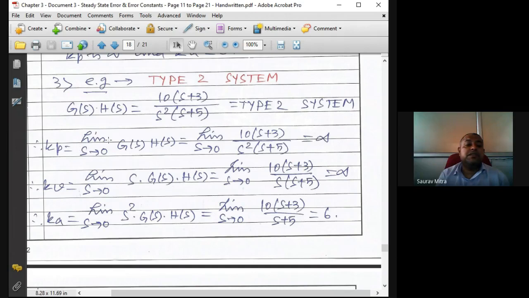So for the positional error constant, as S tends to 0, the GSHS formula doesn't change. So limit S tends to 0 of 10 into S plus 3 divided by S square into S plus 5. Here if you put S equal to 0, you are going to get Kp equal to infinity for a type 2 system.